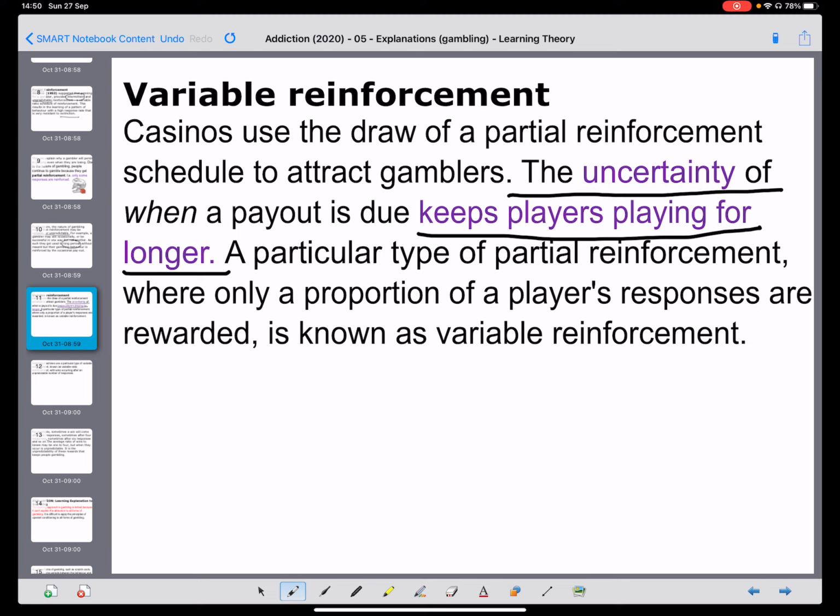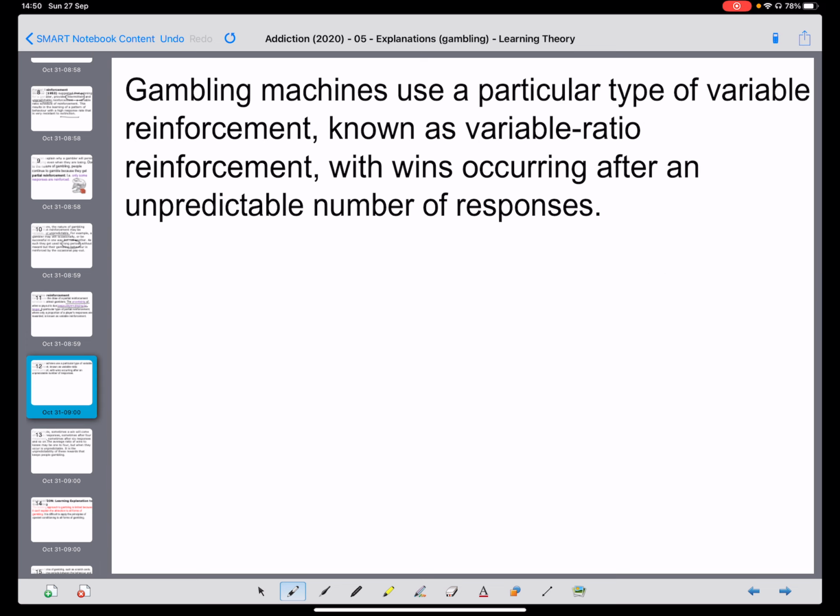So when I'm gambling, I don't know if I'm going to win. I always have this nature that I could not win. So therefore, it actually just makes it a bit more exciting. So gambling machines, for example, use this unpredictable nature. They actually have a particular type of variable reinforcement called the variable ratio of reinforcement. They have to work out an algorithm to ensure that there is the right type of payout in the long term.